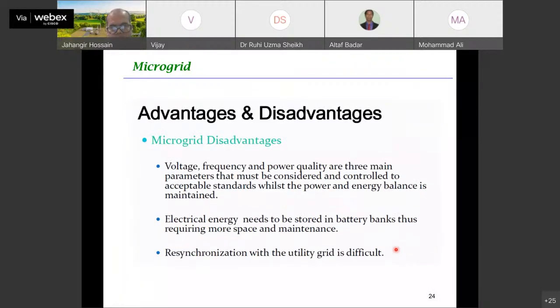Yeah, I already mentioned that, but it has got some challenges as well. Mainly during the isolated period, voltage, frequency, and power quality. These are the three main challenges that you have when you are operating in the isolated mode. And also in isolated mode, you need an energy storage device to make it stable, mainly during off-grid operation. And also, when it is operating in isolated mode and you are coming back to connect with the main grid, resynchronization with the main grid is also difficult. So you need better control to do that.